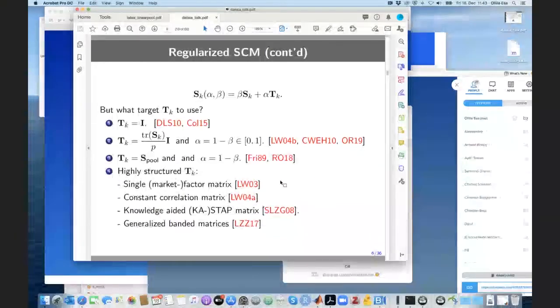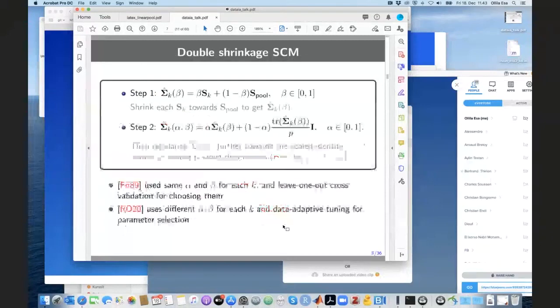You can continue. Okay, so then there are banded matrices. You can use generalized banded matrices as proposed in this paper. So those are the kinds of approaches that you can use, for example, for choosing the target matrix.